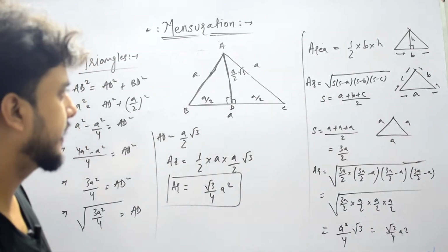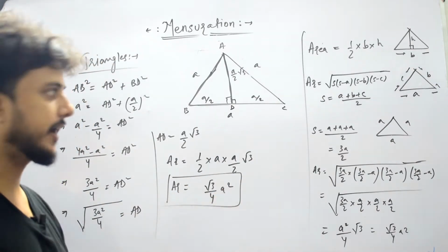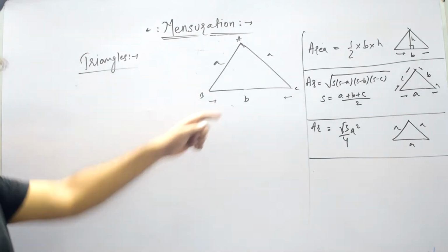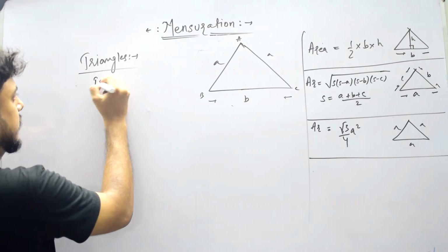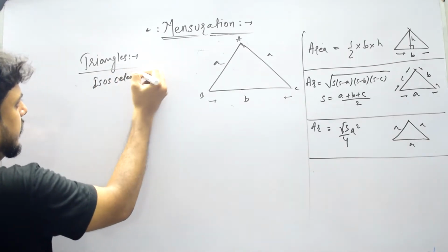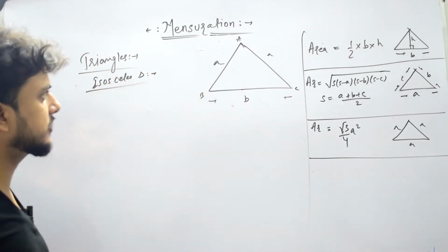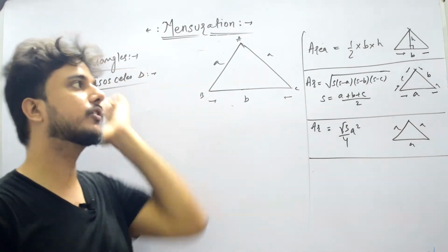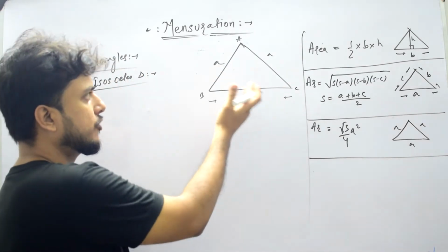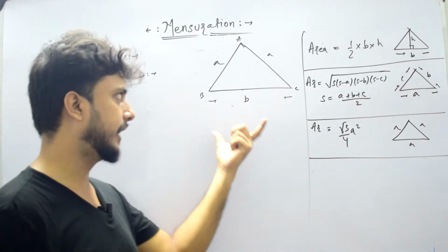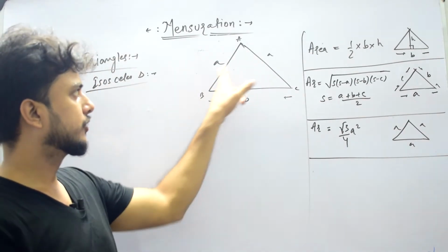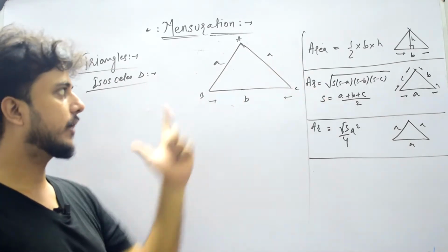Now we'll see our next triangle, that is an isosceles triangle. What is an isosceles triangle? An isosceles triangle is a triangle in which any two sides are equal. So suppose we are assuming here that AB and AC are equal, and BC is of any other length. So these two are of equal length.